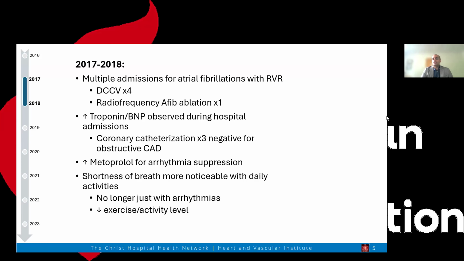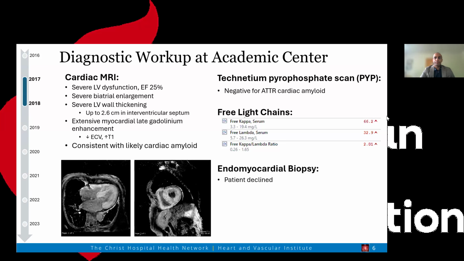And what she began noticing is that she's a highly functional person, a person who works as a civil servant. And really what she noted is that her shortness of breath became noticeable in daytime activities. She wasn't just noting symptoms when she had arrhythmias. She was beginning to note symptoms that were slowing her down in day-to-day life. So this prompted the physicians in the community that she was in to have her get a workup done. So she was referred to an academic center, not ours, but a different one at that point.